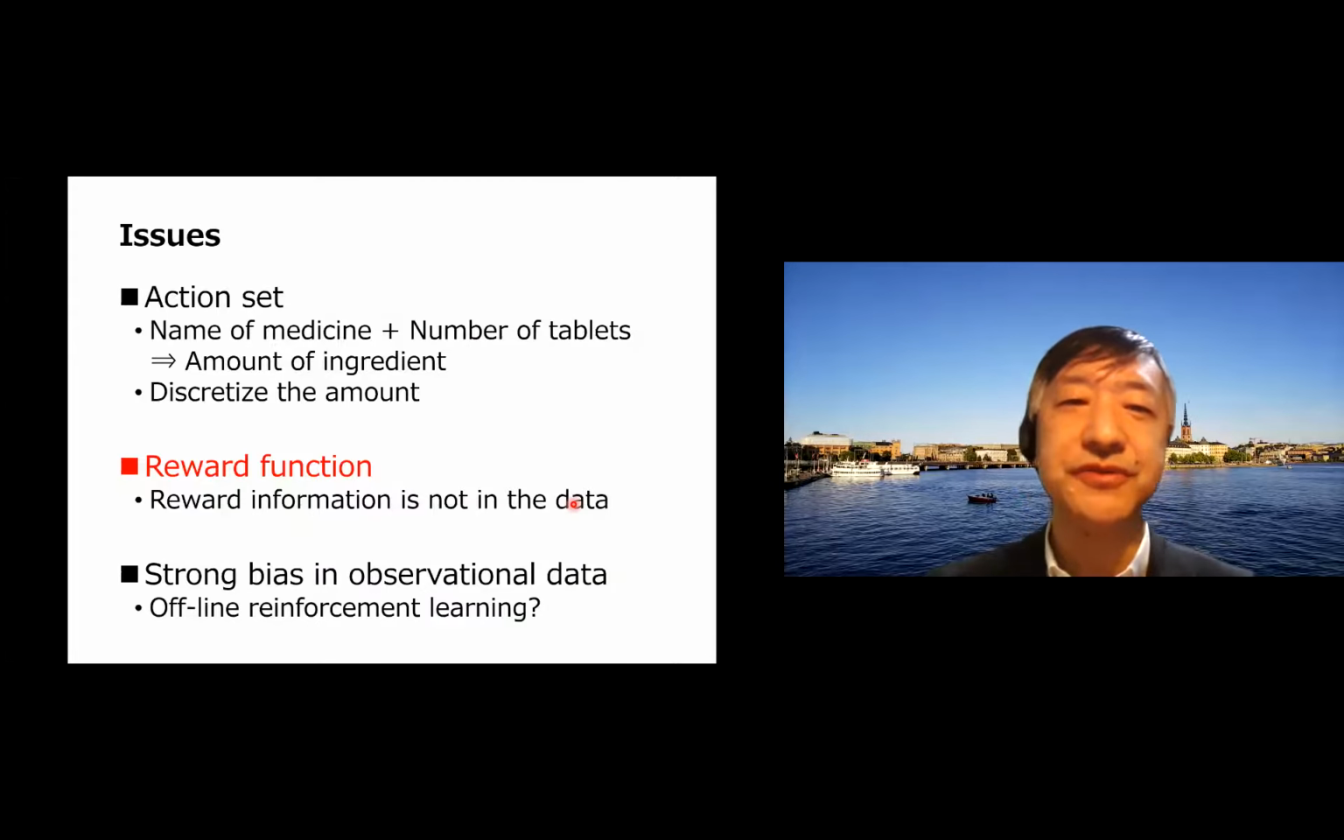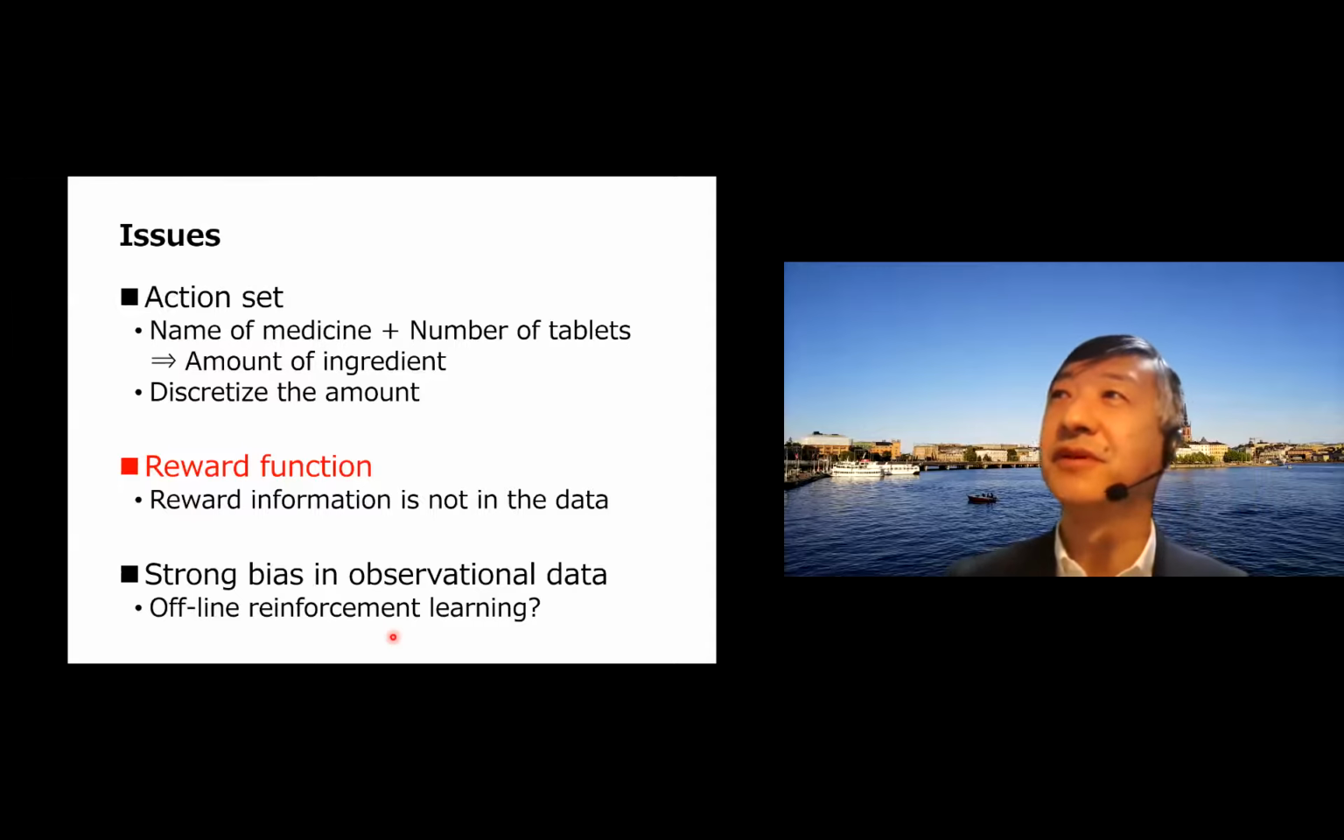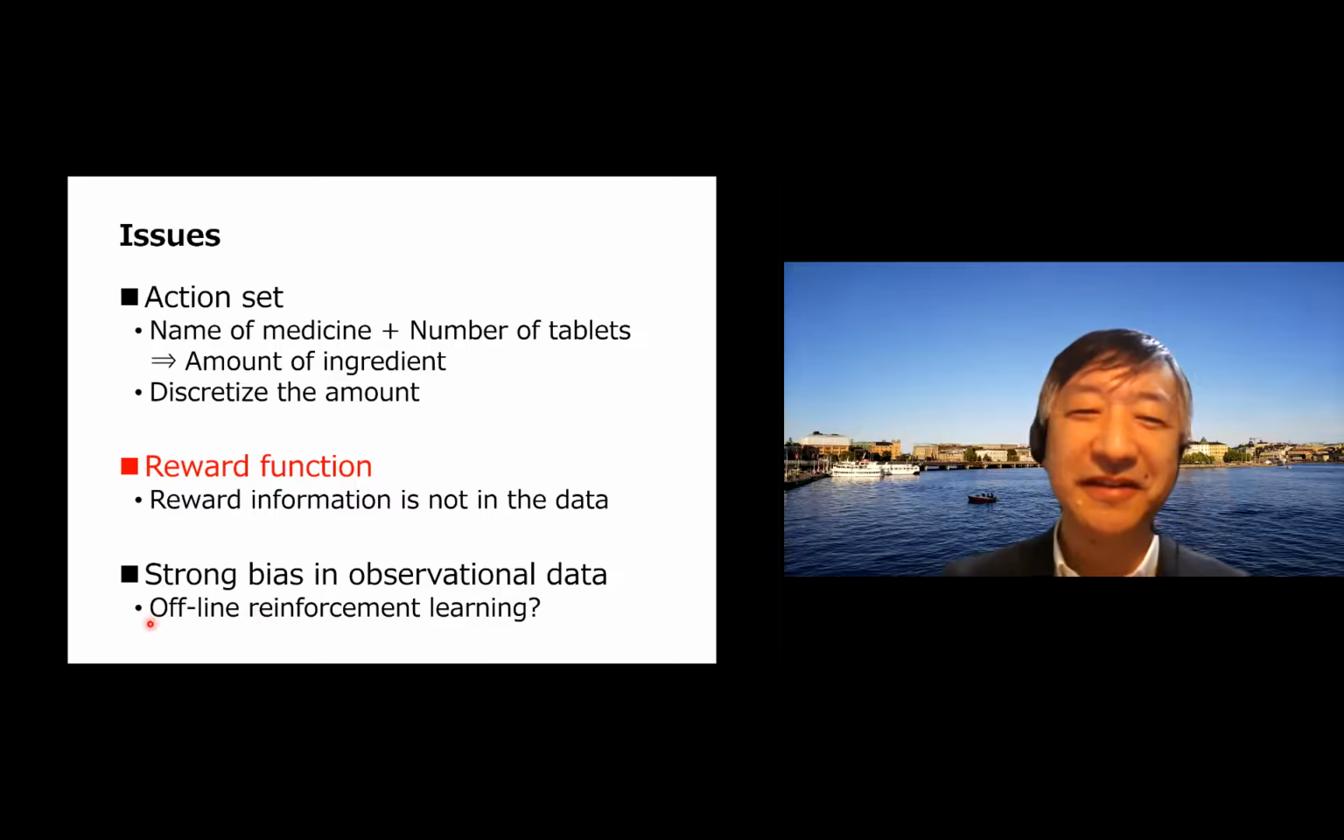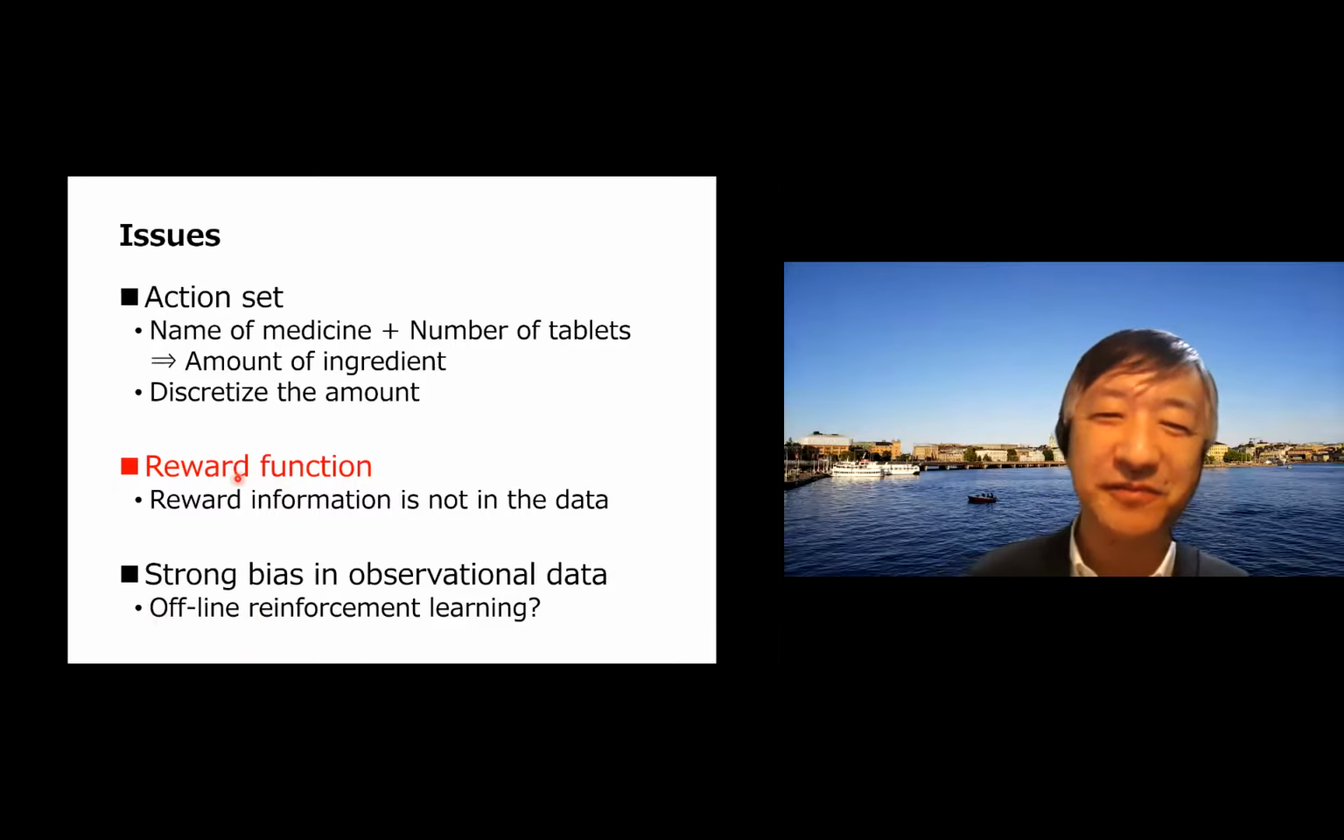And other issues, for example, the action set is also problematic, and how to define the reward function is very difficult. And also the data is based on observational data, so it's very biased. And usually in reinforcement learning, the agent learns by trial and error, but in the medical area, trial and error is not allowed. So we should make some method to cover the problem.